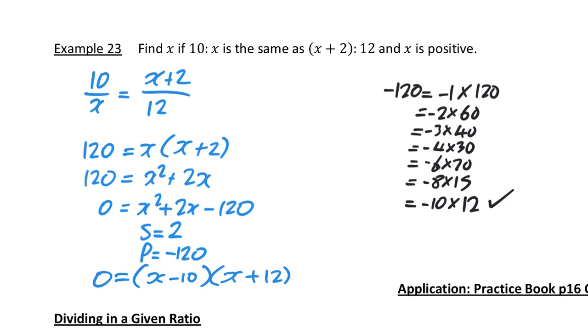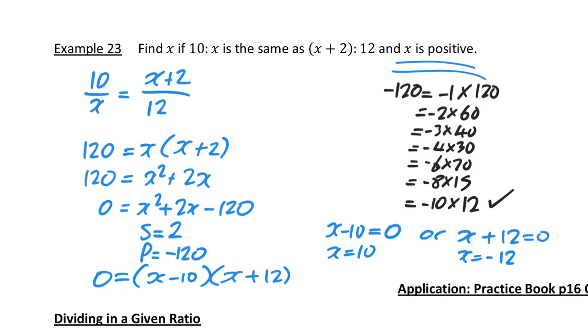And that means that your x minus 10 is equal to 0, or it means your x plus 12 is equal to 0. So if x minus 10 is equal to 0, that means x is equal to 10, or over here, it means x is equal to minus 12. So the question says x is positive, so your answer is x is equal to 10.